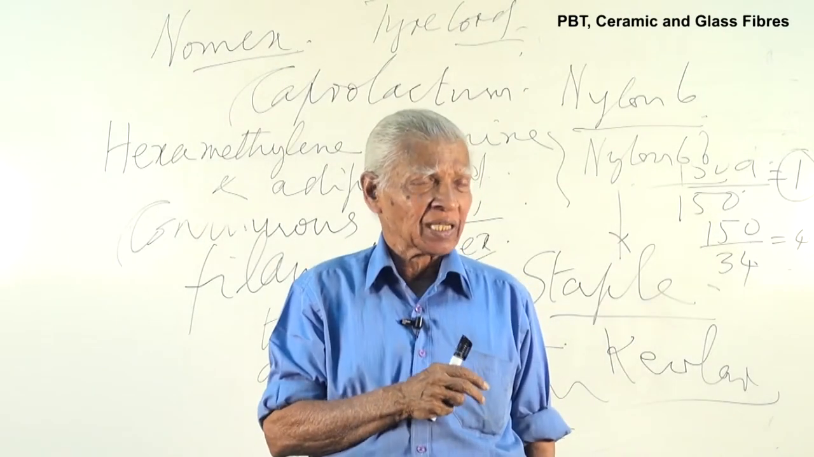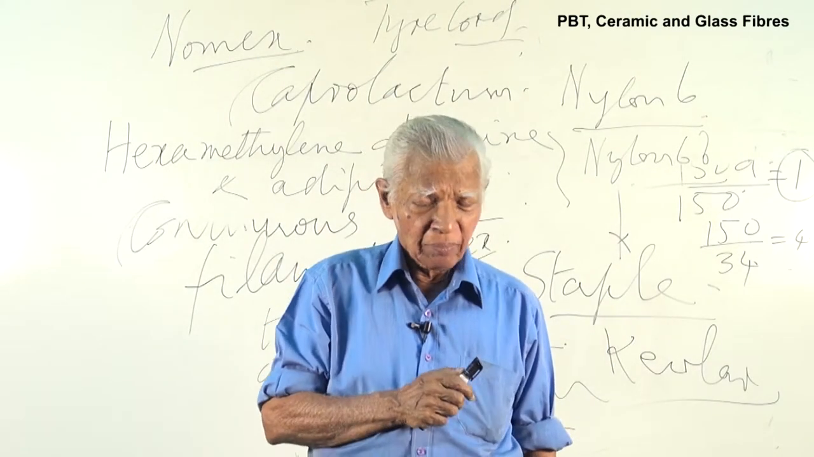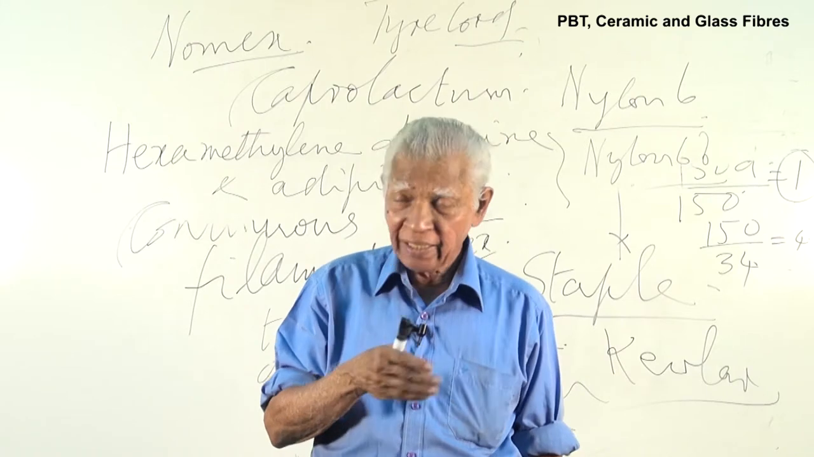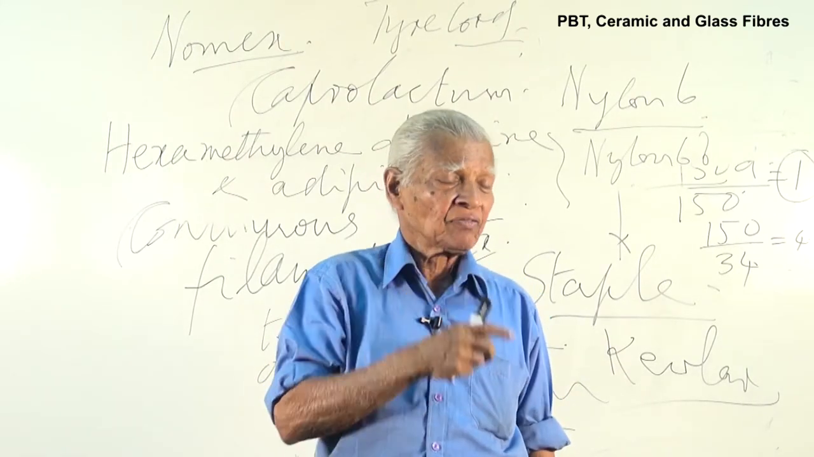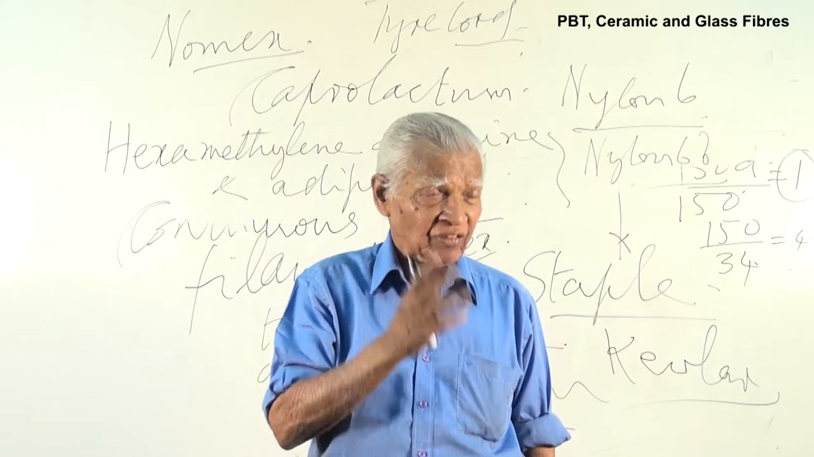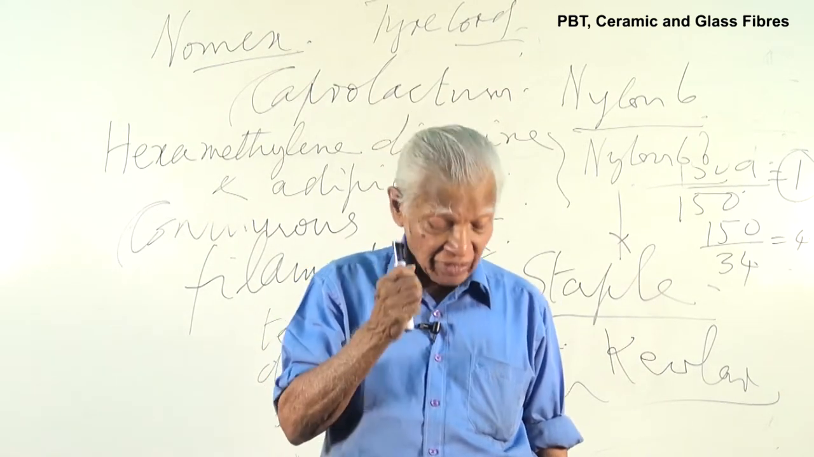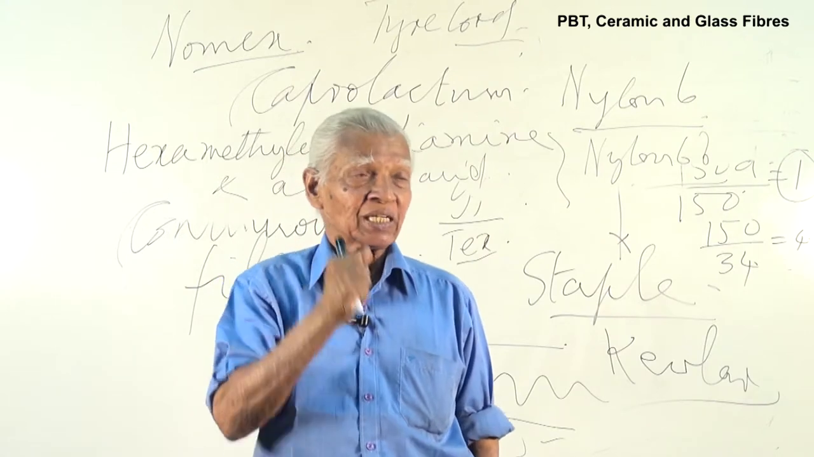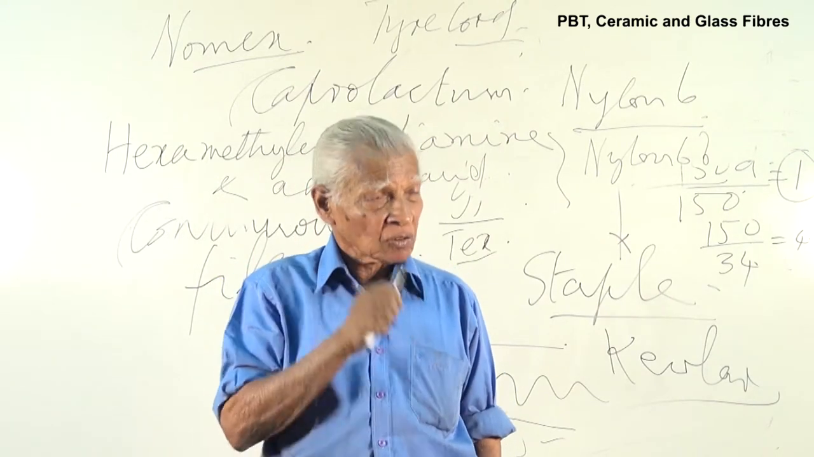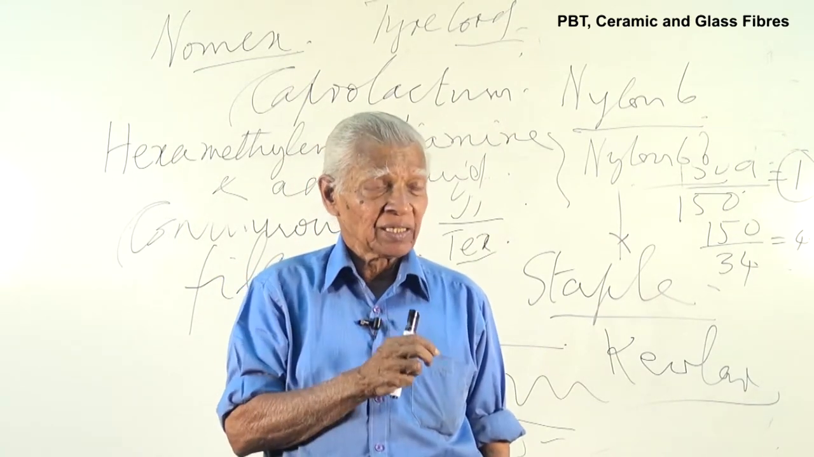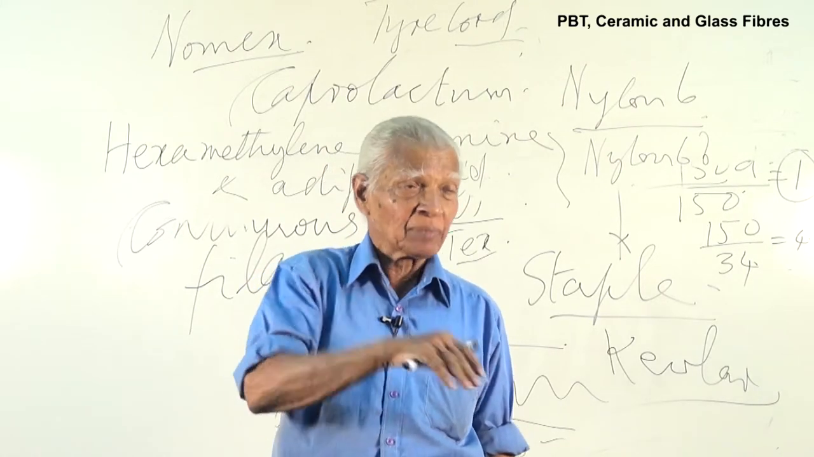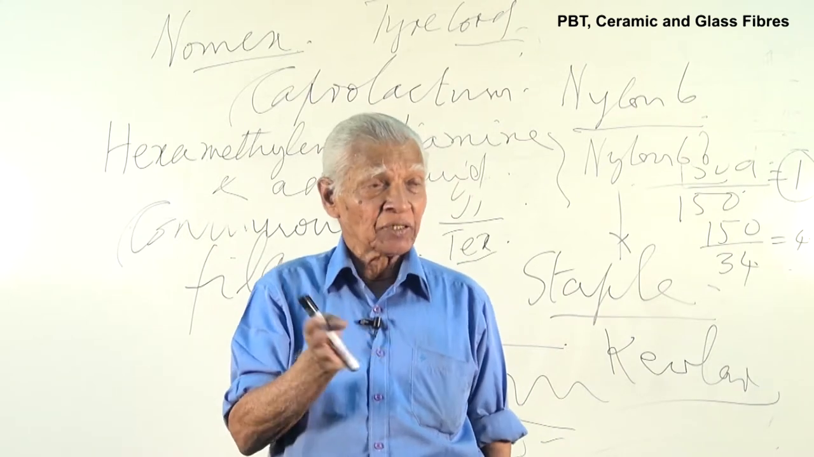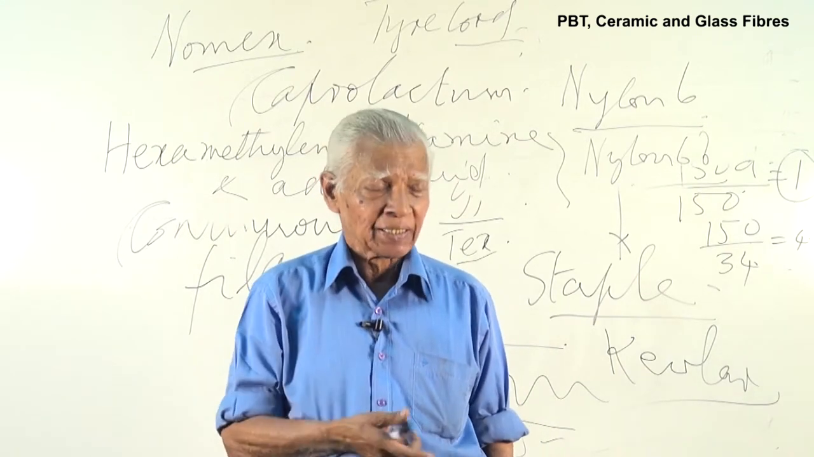Then there are other fibers like polybenzimidazole, PBT, and ceramic fibers. There are silicon fibers, which are having a very high resistance towards the temperature. In fact, glass fiber is also a fiber which has got a very good resistance towards the heat. So glass fiber and carbon fibers are blended together to make what is called a composite.